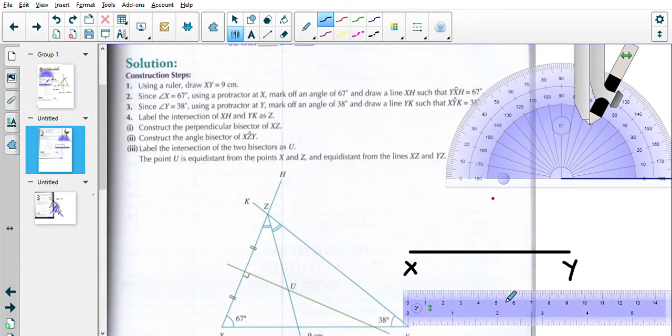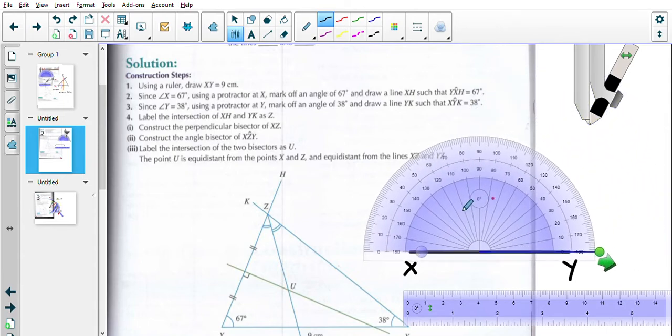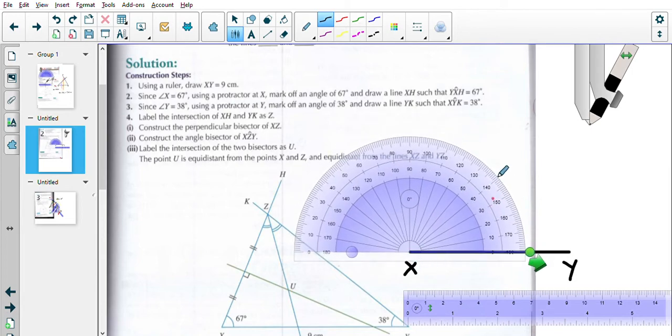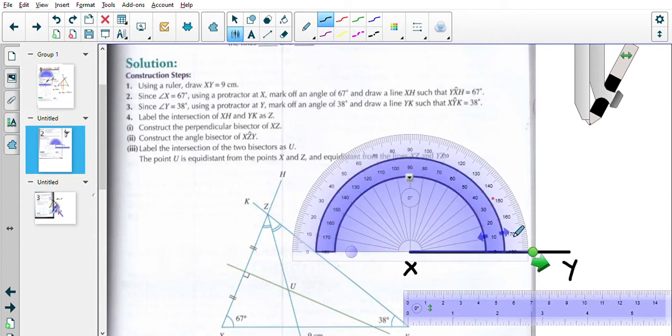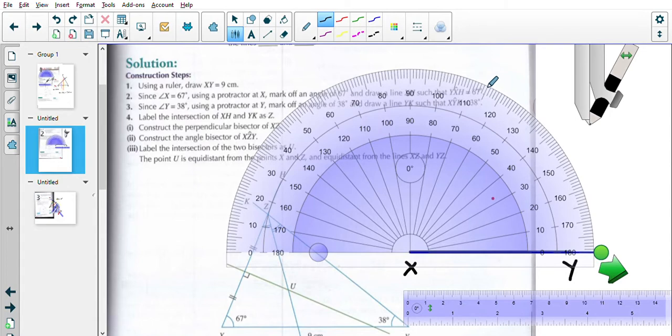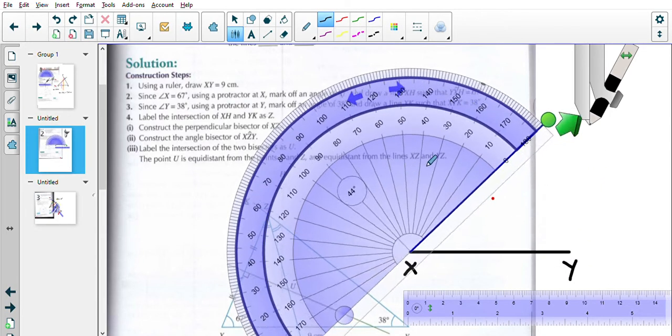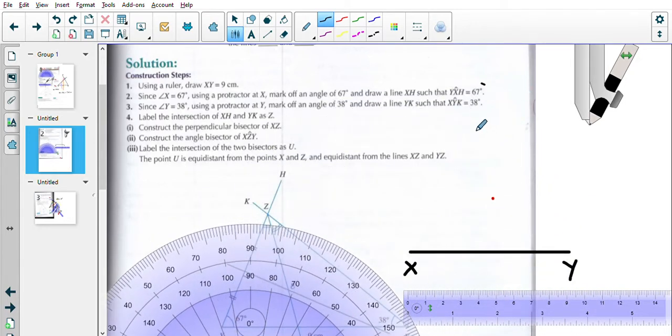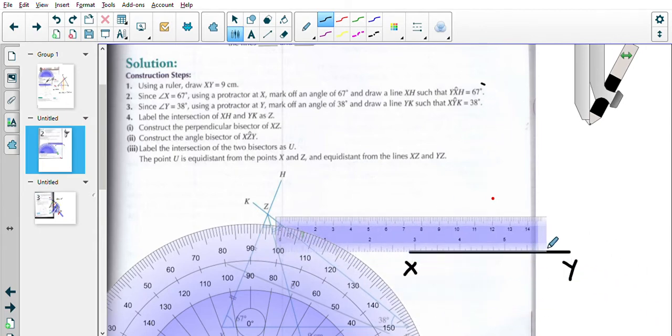And then since the angle is 67 degrees, using a protractor at X, mark off an angle of 67 degrees and draw a line XA such that the angle YXA is 67 degrees. Now I will use my protractor here and mark off, and be sure that the center is on X, and then mark off 67 degrees. To help me, I will make it bigger. Alright, now this is our mark, and then I will draw XA by using my ruler here.